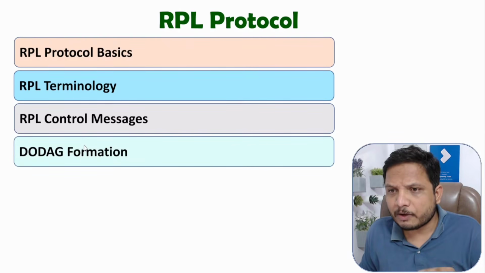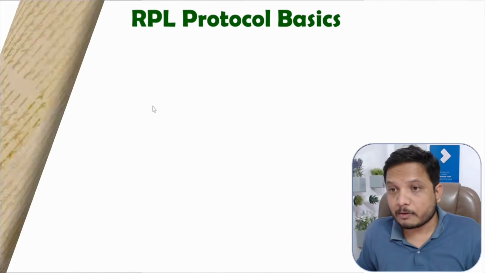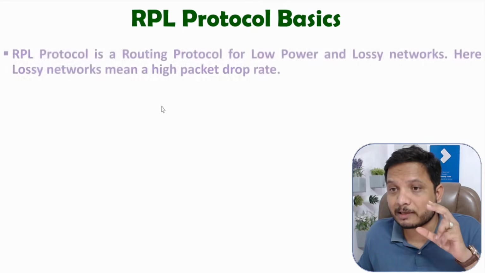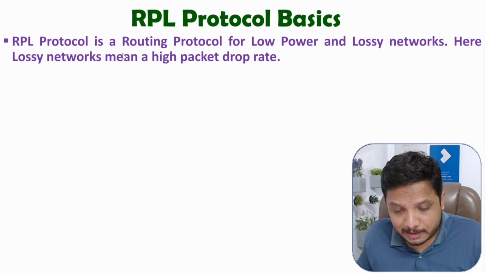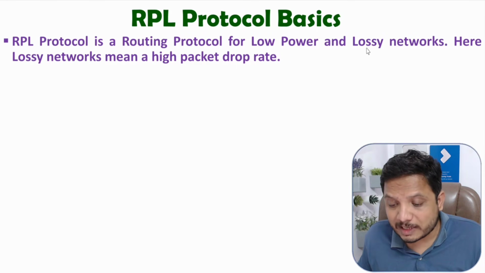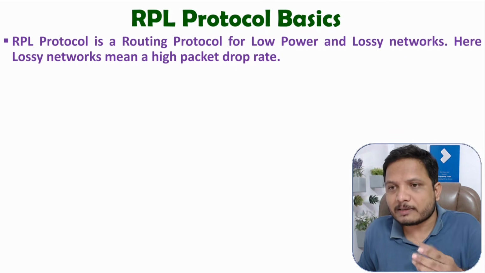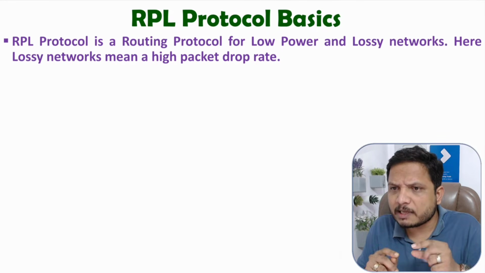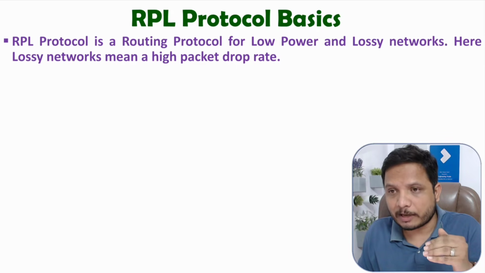Let us start this video with the first agenda, that is the basics of the RPL protocol. When it comes to the basics, one should know this protocol is designed for routing. So the RPL protocol is a routing protocol, and we use it for low power and lossy networks. One should know the meaning of low power network. IoT devices are operated at lower power. So specially for IoT devices, the RPL protocol is implemented for routing.